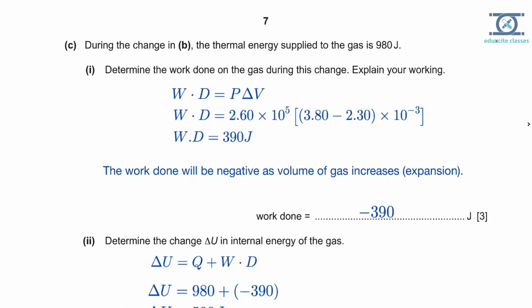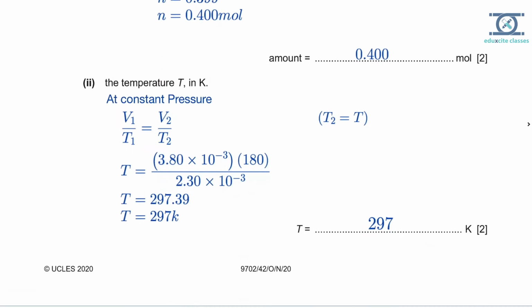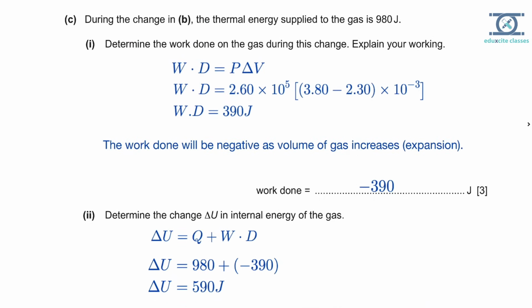Now in the C part, during the change in B, the thermal energy supplied to the gas, you can see here, is 980 joule. So we have to determine the work done on the gas during this change. Explain your working. So work done, we know that it is pressure times change in volume. Pressure is 2.6, which is constant throughout the process, and the change in volume is final volume minus initial volume, so you will get 390 joule.